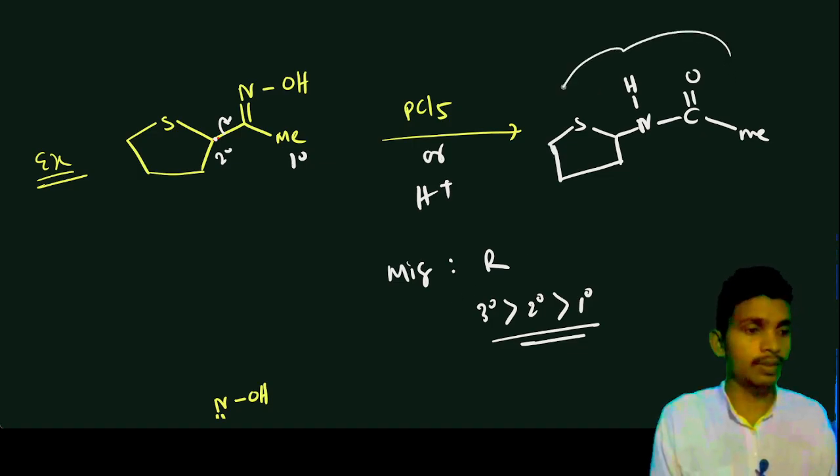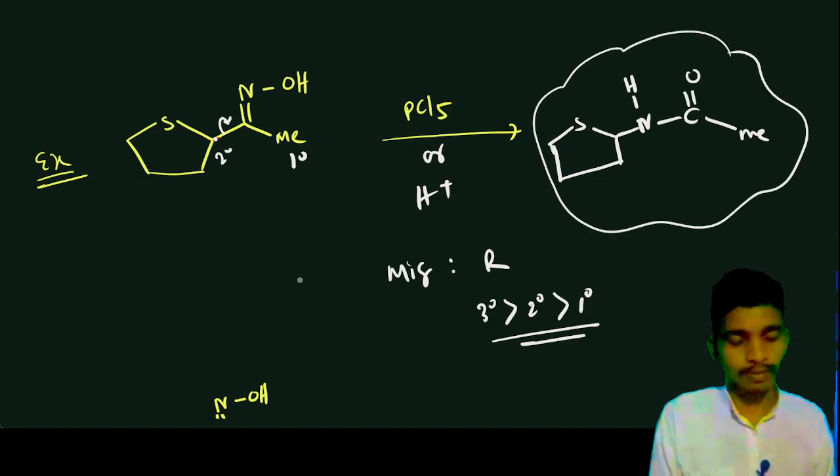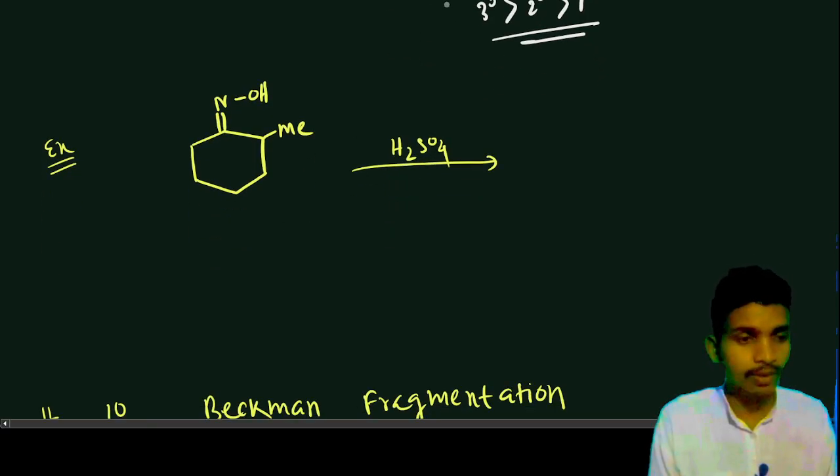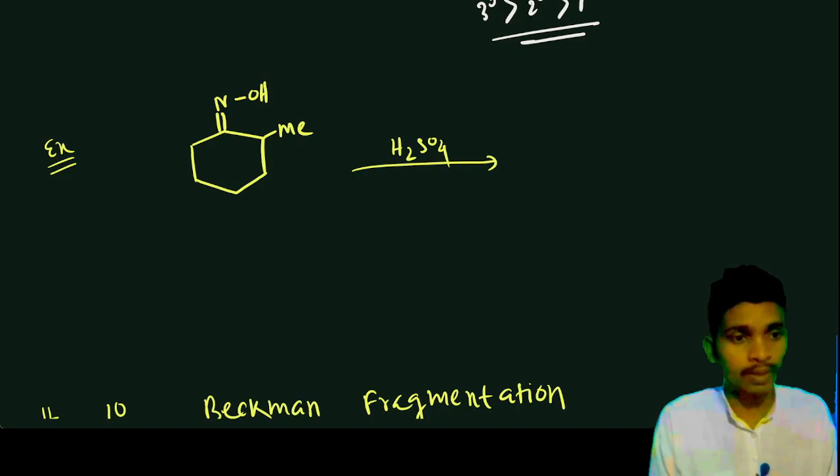Okay, so these are the answers for these questions. Similarly, we will move to the next question. Here also, what you see is an oxime. So first our work is to convert this into the C=O group, and then we will look at the migratory aptitude.